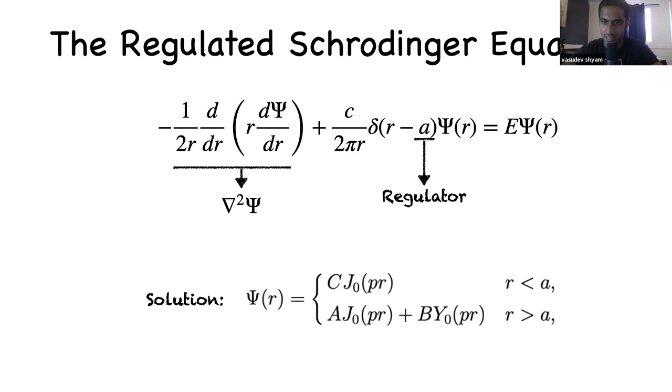In fact, you could do B and C also, because the overall normalization of the wave function is irrelevant. So it makes life a little bit easier. And this P here is really the square root of the energy. That's what you mean by P.